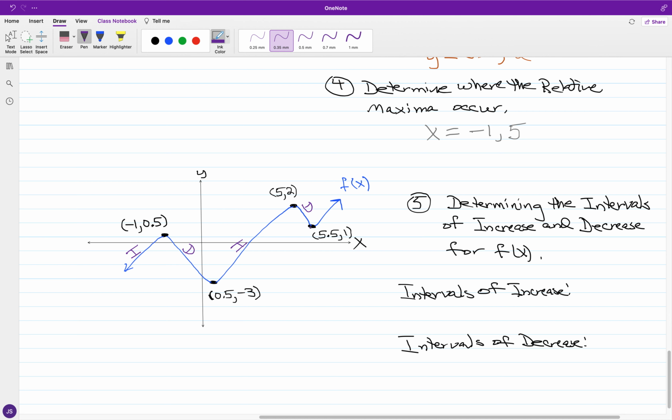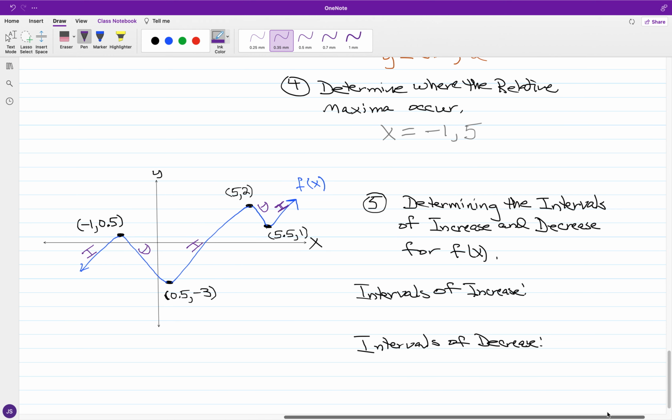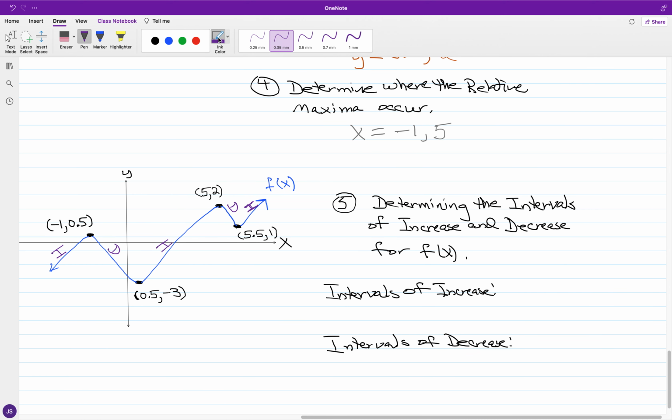Then past 5.2, it decreases. And once you get past the second and last relative minimum, the rest of the graph of f of x is moving upward, so you have an increase. For those intervals you're going to use parentheses, which are not used for identifying points like these ordered pairs. We're looking at just the x values.